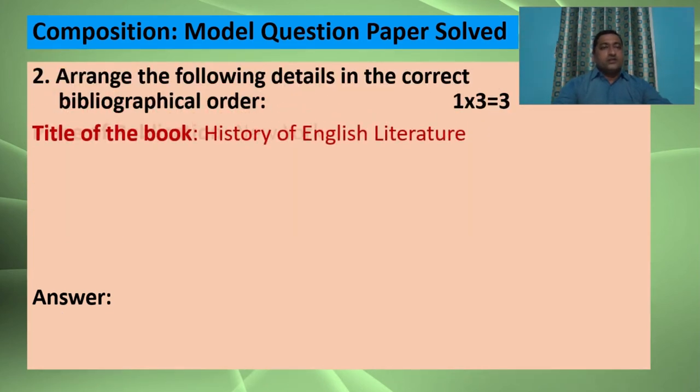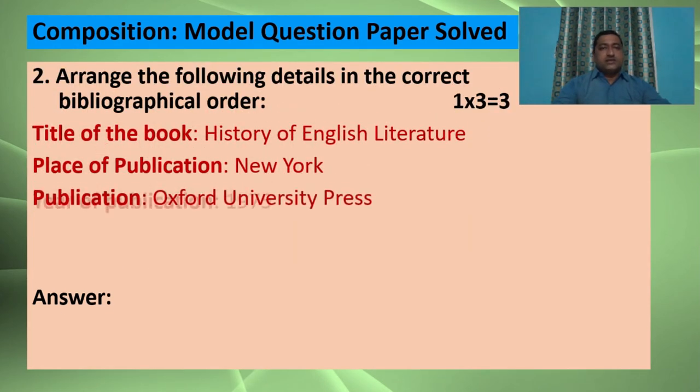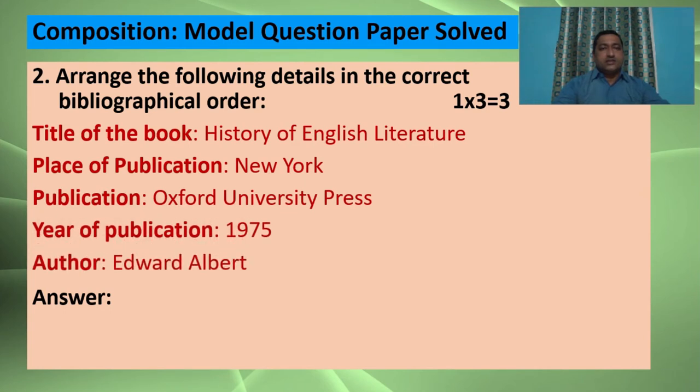So then we have the next question, that is on arranging the given details into correct bibliographical order. We have got the details here. You see the title of the book as History of English Literature, place of publication as New York, and Oxford University Press is the publisher. And then we have the year of publication 1975, and the author of the book is Edward Albert.